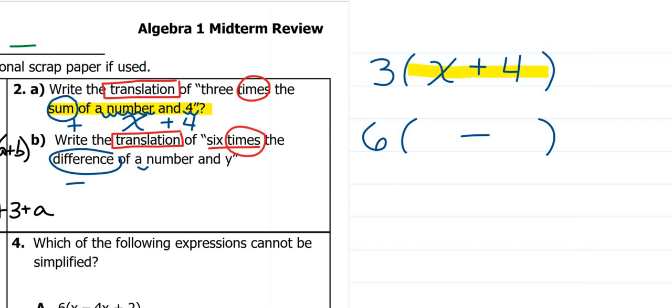So a number again. That means we can choose what variable we want to use. The variable that we're not going to use is y, because we've already used y here. So I'm going to choose some other variable, and I'll choose x. So the difference of a number and y. So here are my 2 variables, x and y. And since I'm doing the difference, I'm subtracting. So it's going to be 6 parentheses, x minus y, the difference of those 2 things, and that's my final answer for B.